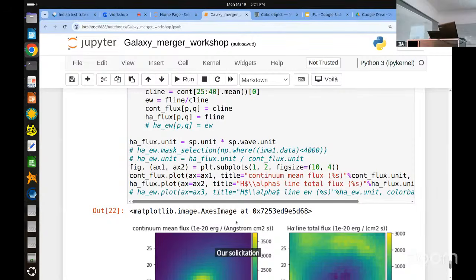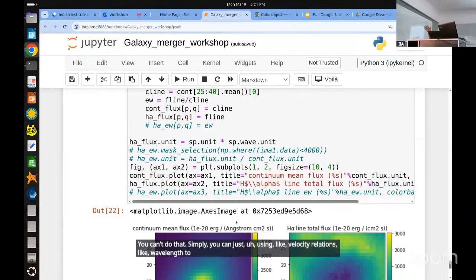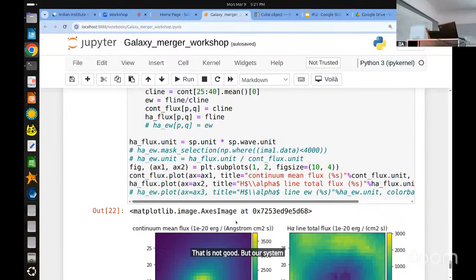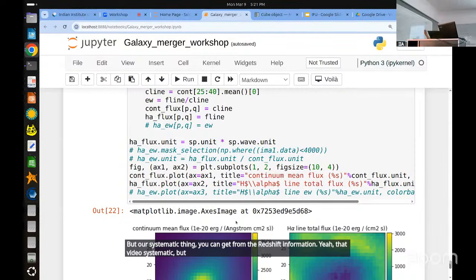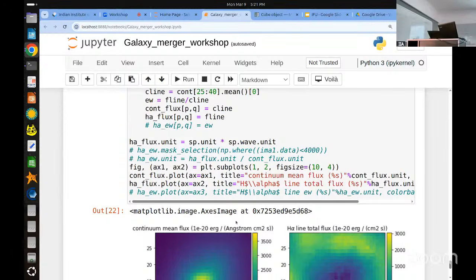From the emission image, you can't convert to a velocity kind of map. You can't do that. You can simply use velocity relations, like wavelength to velocity relations, but they don't have any function which will give you the velocity map, like rotation velocity. That you can't get. But a systematic velocity you can get from the redshift information. Yeah, that will be a systematic velocity that you will get. But if you want to subtract the systematic velocity and get the rotation velocity, this can't be done.